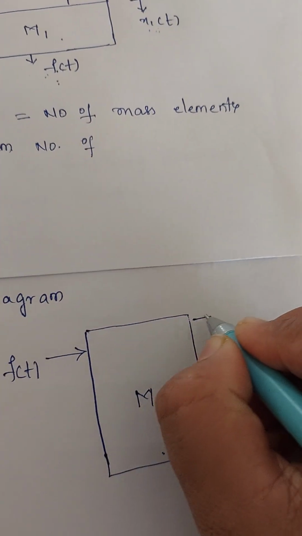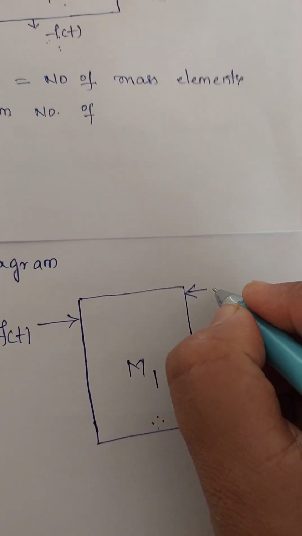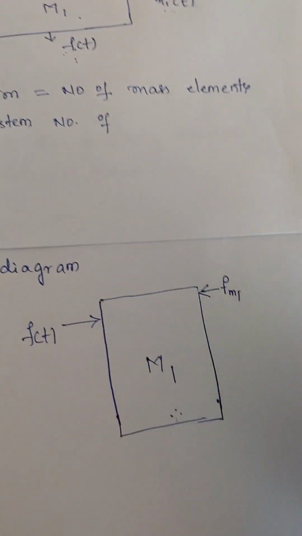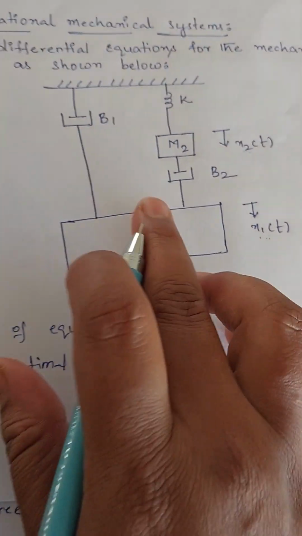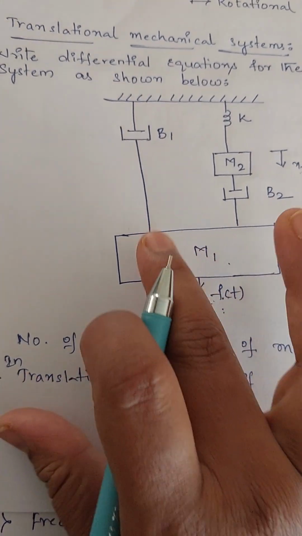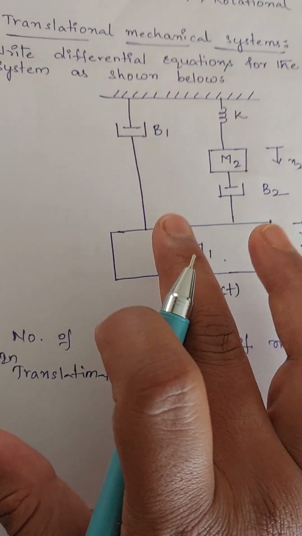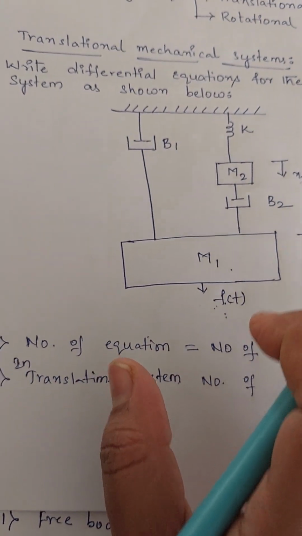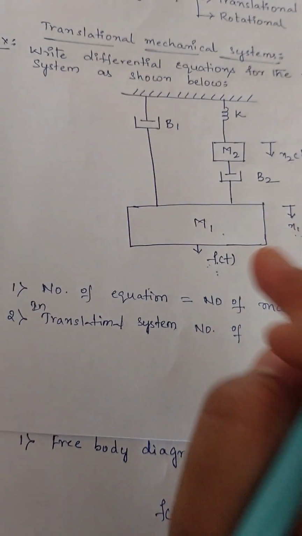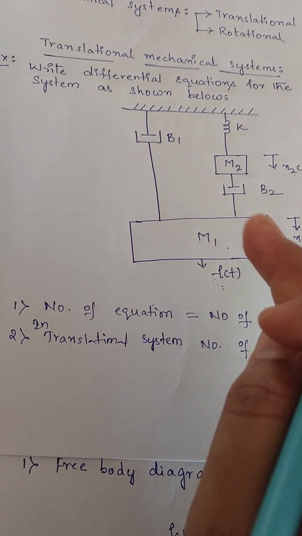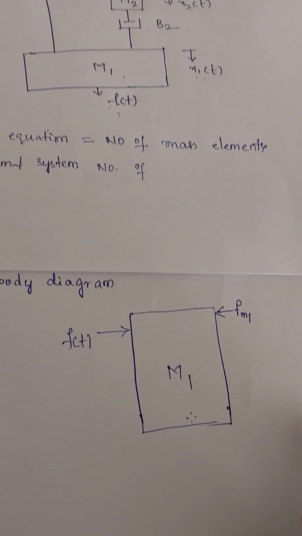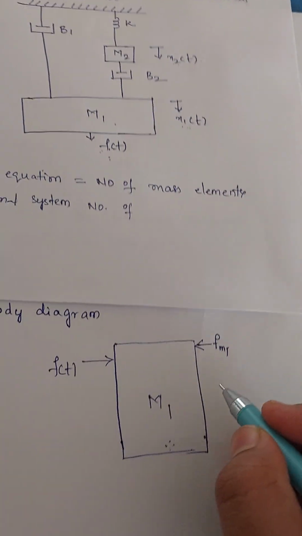So the first element we need to represent was the opposing force acted by the mass m1. Then, how many elements do we have connected to this m1? All those elements are going to be written here, right? So for this m1, first of all, the opposing force applied against F of t was the mass itself. So we have represented Fm1.